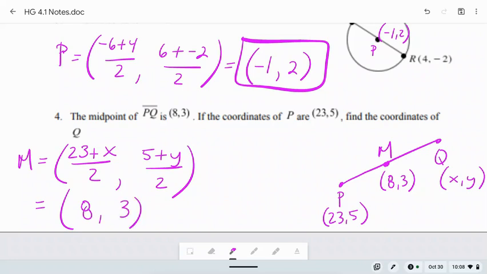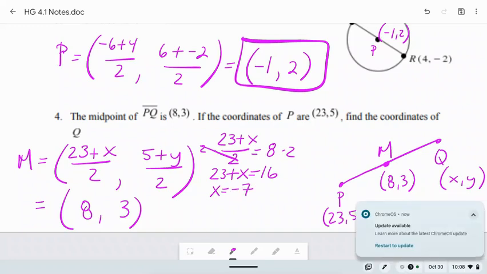So now I'm just going to set up an equation to find x. So I'm basically just going to set 23 plus x divided by 2 equal to 8. And then solve that for x. So I would start by multiplying both sides by 2. So I get 23 plus x is equal to 16. And then subtract the 23 to get x is equal to negative 7.